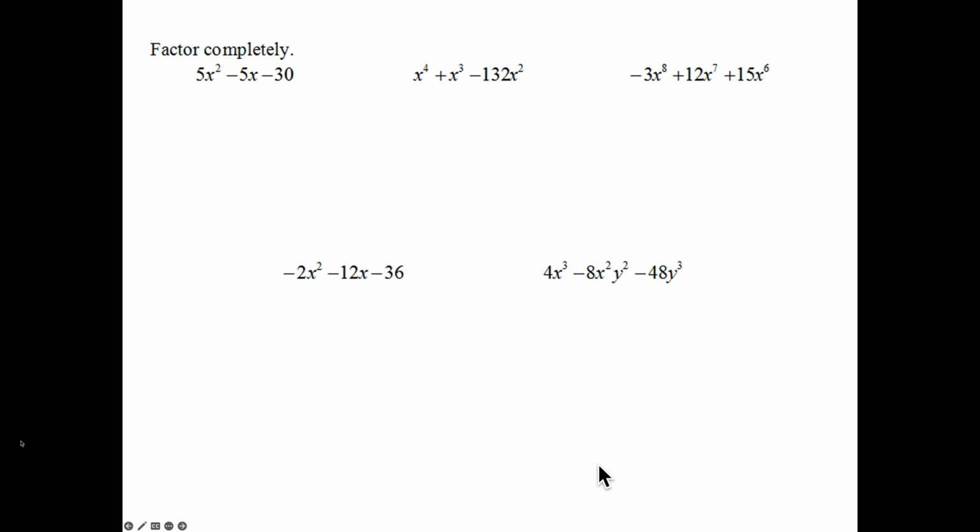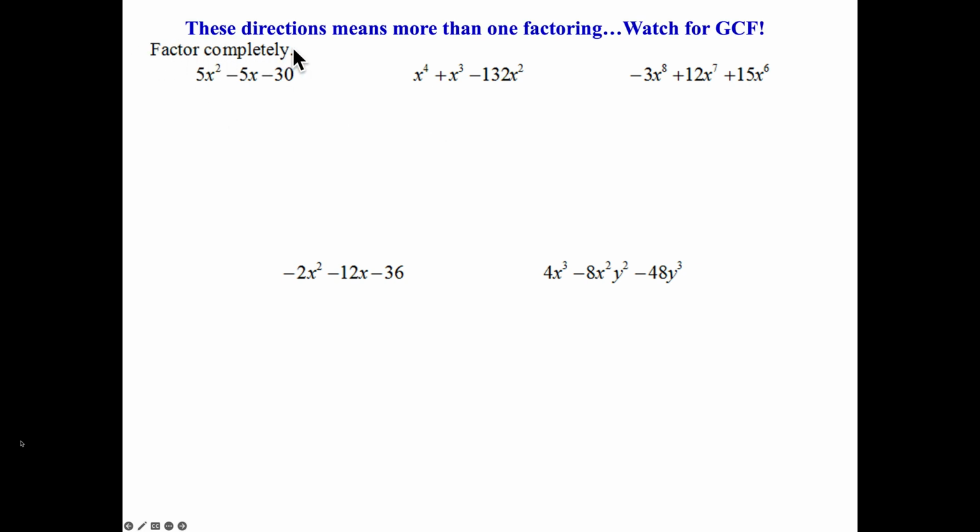All right, a slide of trick questions. If you ever see this phrase, factored completely, these directions indicate that you're going to have to probably look for a GCF before you get started. It means you're going to do more than one factoring technique. So as we start off here, 5x squared minus 5x minus 30, notice all the numbers are divisible by 5. So we want to factor a 5 out to the front of the parentheses, divided out of every term.